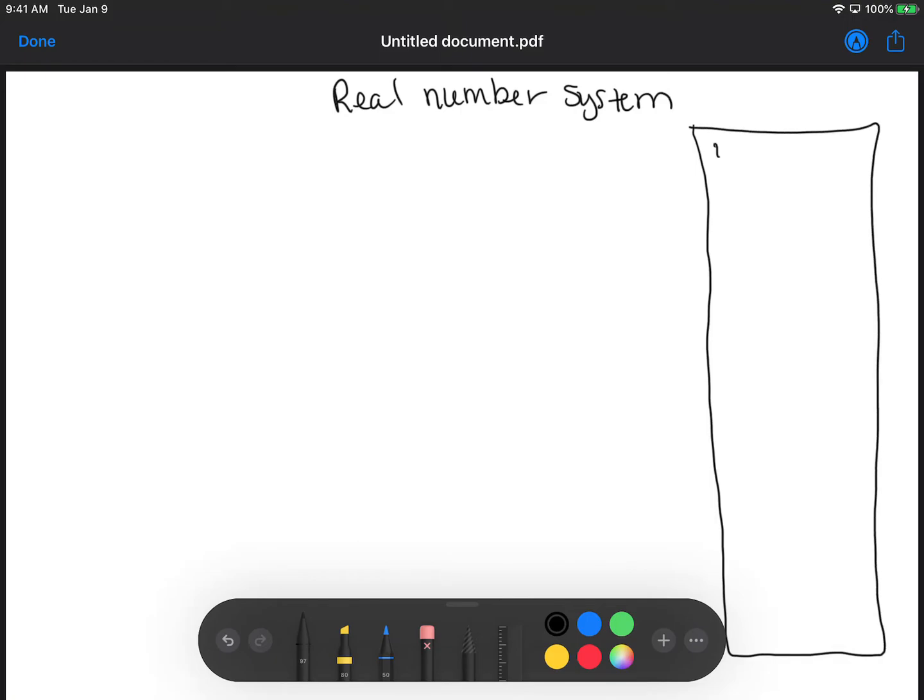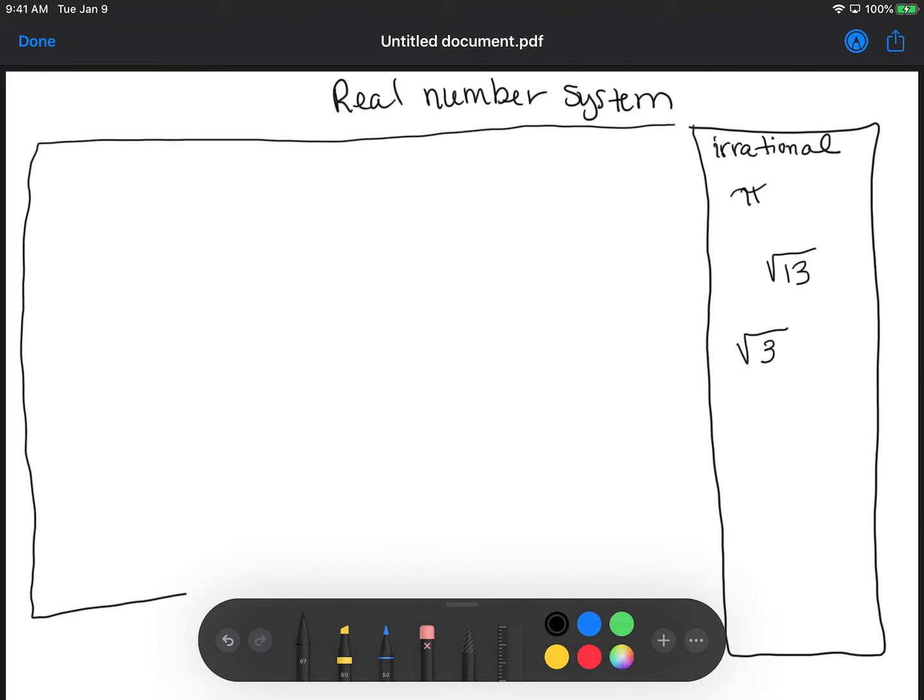And this one is called irrational. And like we said, we got pi, square root of 13, square root of 3. Those are all numbers that can't be squared without getting a decimal. And then out here, my boxes are going to be a little bit shaggy, but you will get the idea.